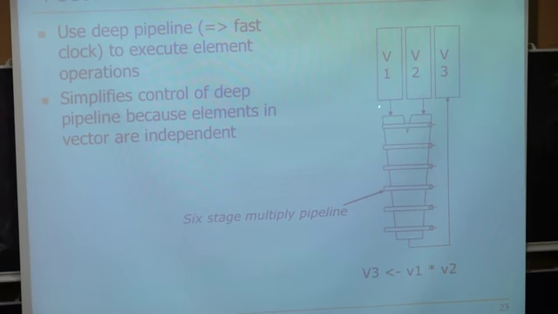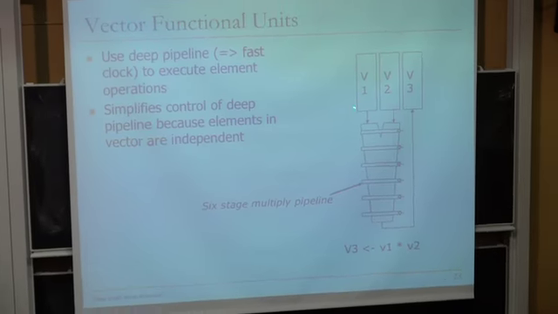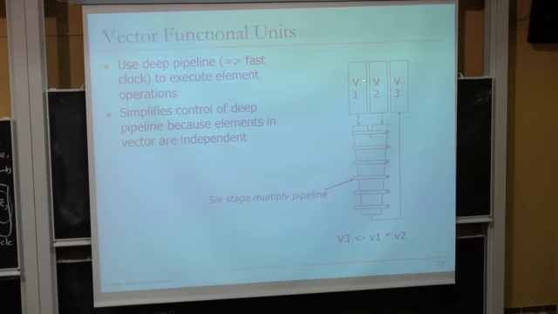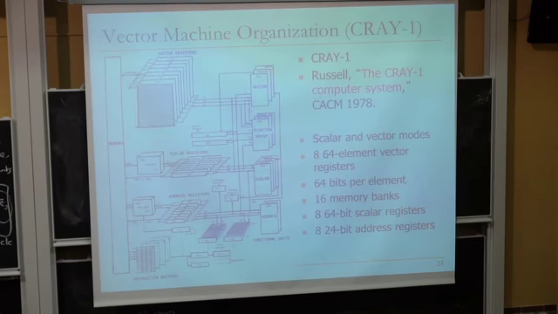Right? So the 0th element goes in, and then the first element in each vector goes in, the second element in each vector goes in, the third element in each vector goes in, and they come out. And you feed the registers. And we already said that we use deep pipelines, right?